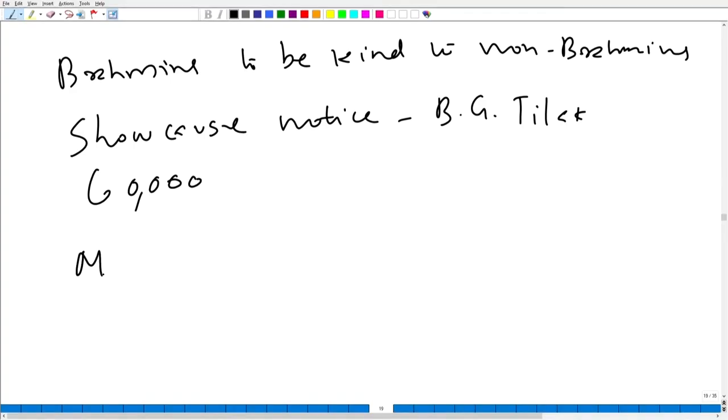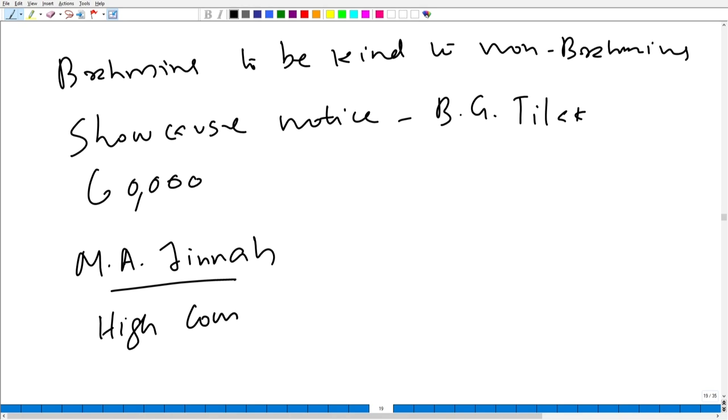He failed in this case at the lower court. For Lokamanya Balagangadhara Tilak, Muhammad Ali Jinnah appeared in the lower court. But he was exonerated from this case at the High Court. At the High Court, he was made free from this punishment.